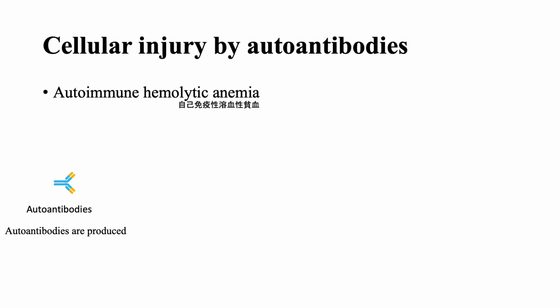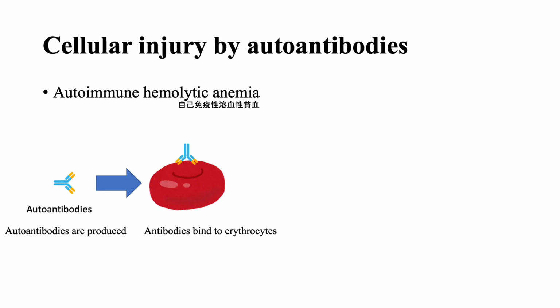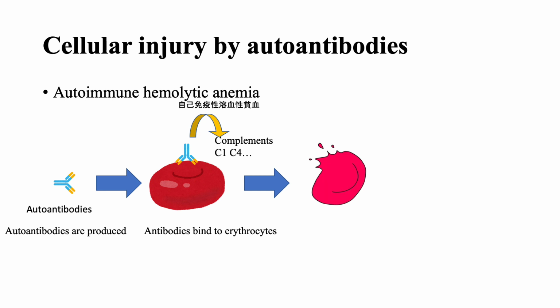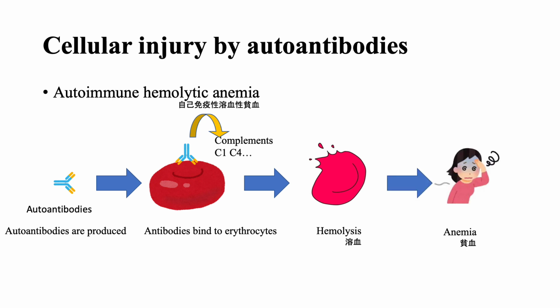In this disease, 1. Autoantibodies are produced against the membrane of autologous erythrocytes. 2. Antibodies bind to erythrocytes and other autologous cells and activate complement. 3. Hemolysis occurs. Ultimately, it leads to anemia and splenomegaly.